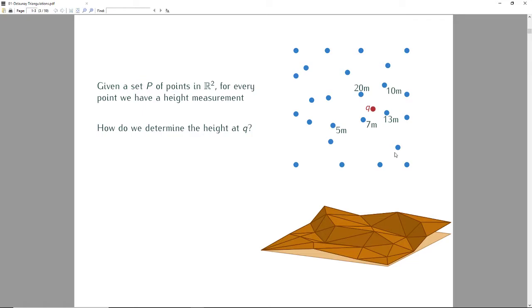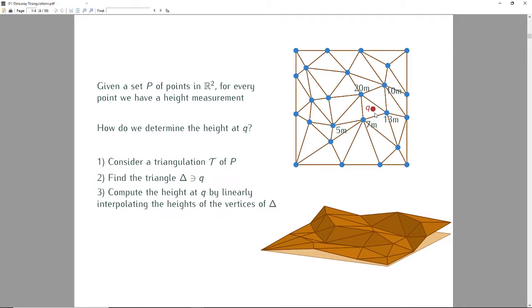Now the question is, given the location of users, how can we estimate the height of the train at this location? Of course, since we have not recorded the height of the point Q, we have to estimate it using the nearby points. But which nearby points to use to estimate the height of Q? One way to do it is to do a triangulation first. First we triangulate this set of points, and now we look at a triangle that contains a point Q.